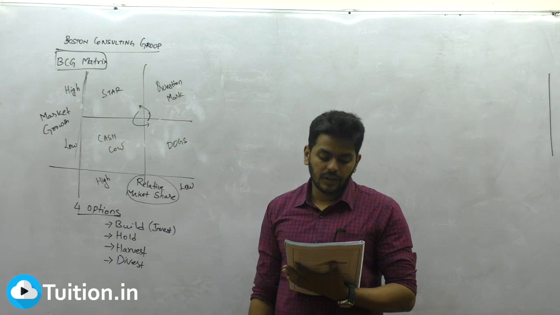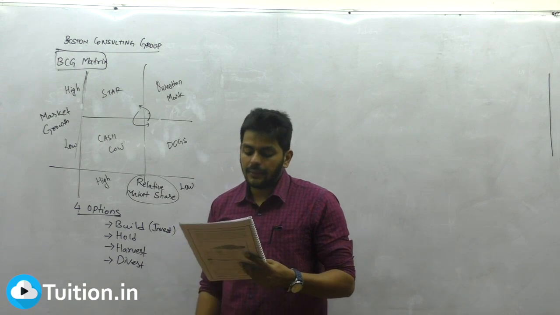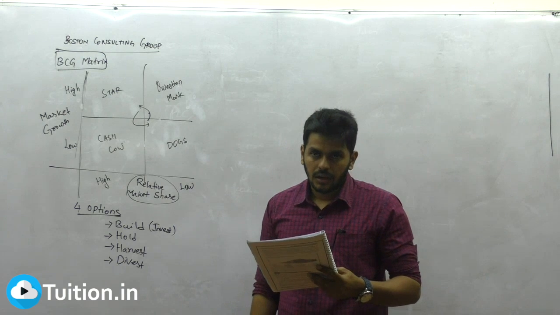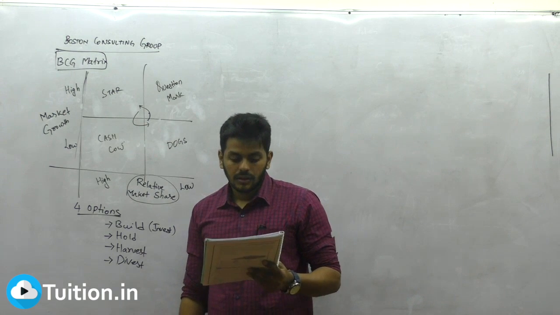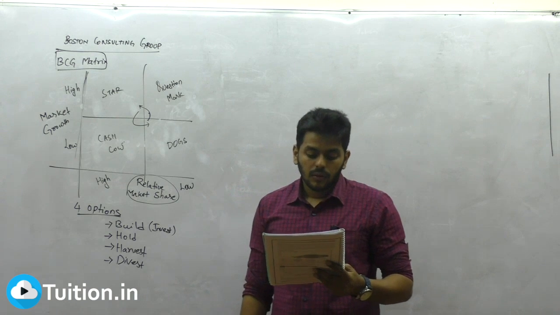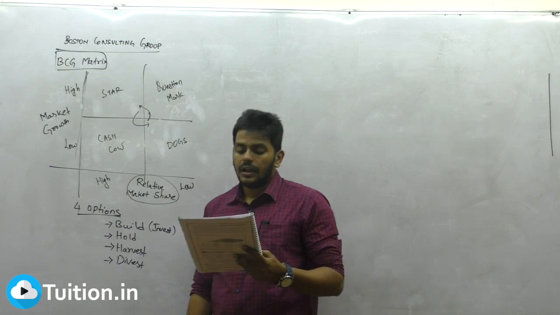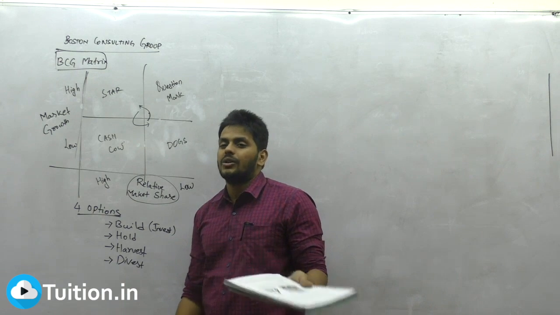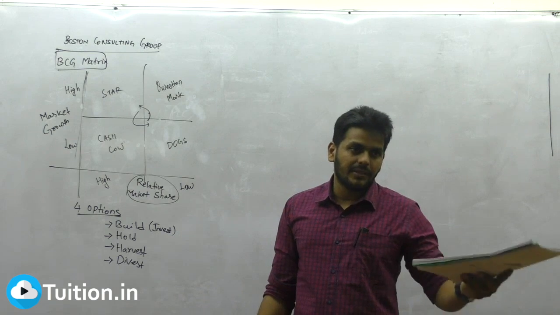Then talk about question marks. Question marks are sometimes called problem children or wildcats. They have a low share in high growth rate markets. When a high growth rate market is there, it's a good time to grow. Why are you not growing? Some problem is there with you.